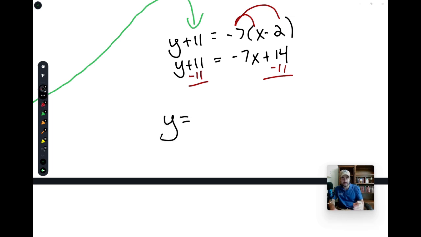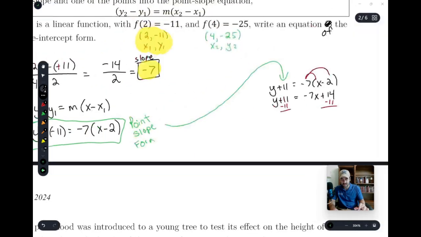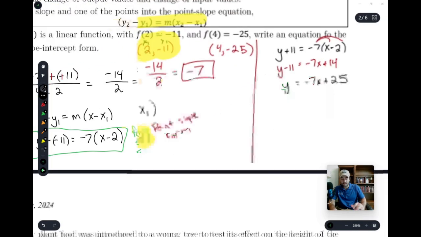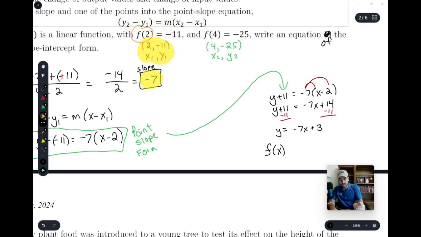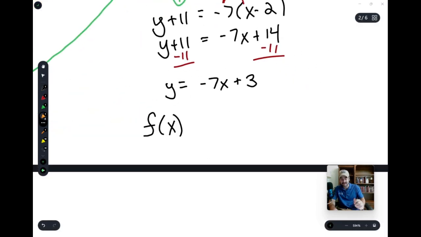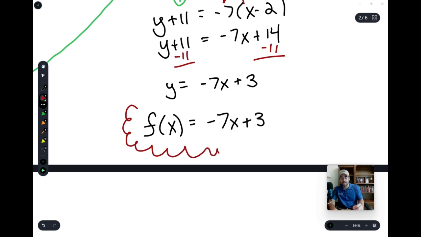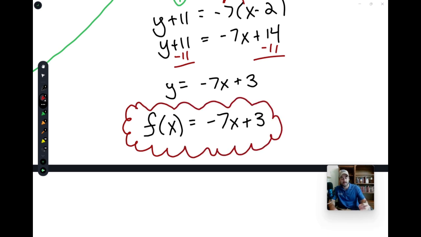And we're going to end up with y equals, I'm going to leave some space so we can change it to f of x, unless they give us y. No, we're going to do f of x. y equals -7x, 14 minus 11 is a positive 3. And then the last thing I'm going to do, just to be careful because they gave us an f function, if you look up in the problem, they said f of 2 and f of 4, so we know the function is f of x equals -7x plus 3. And that is in the format they asked for, slope-intercept form.